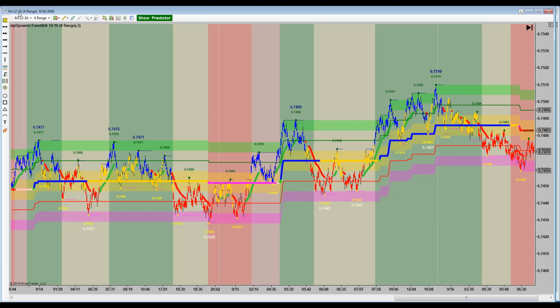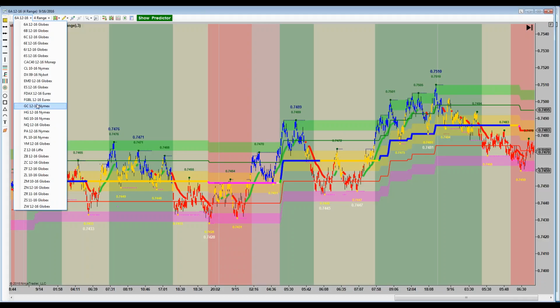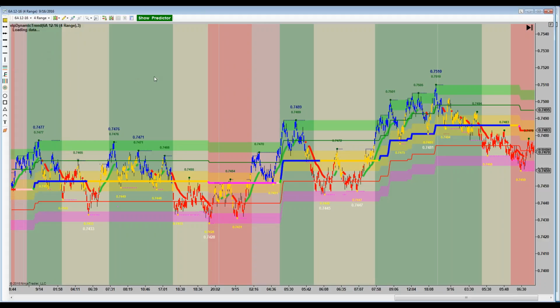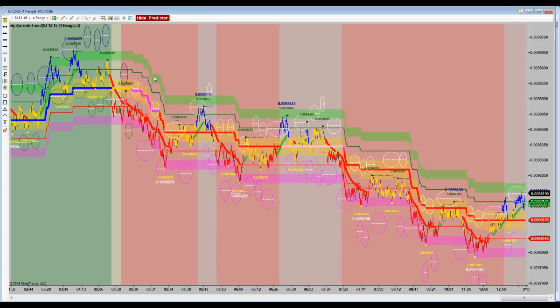You want to see 6J, Ed? Okay. Japanese yen futures, 6J right here, coming up. Data is loading. Stand by. Dollar is slow at 4 in the morning Eastern.